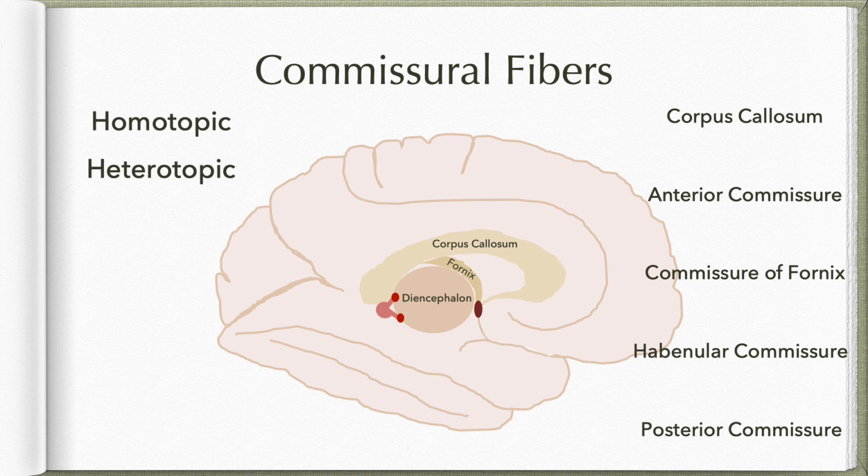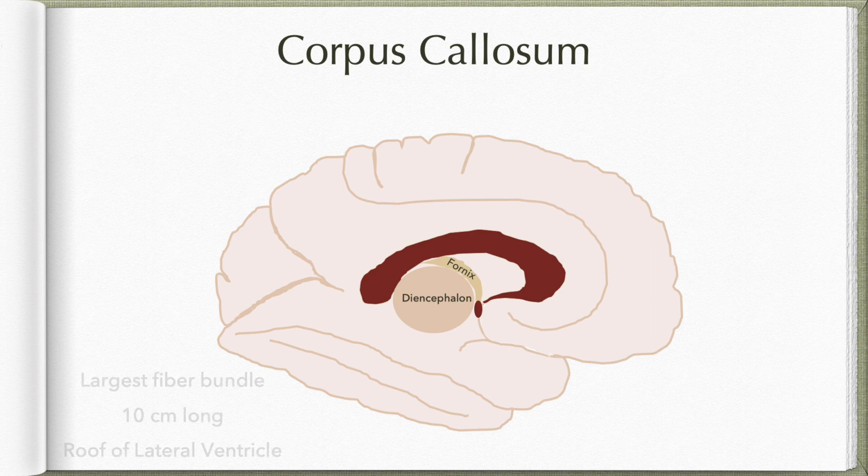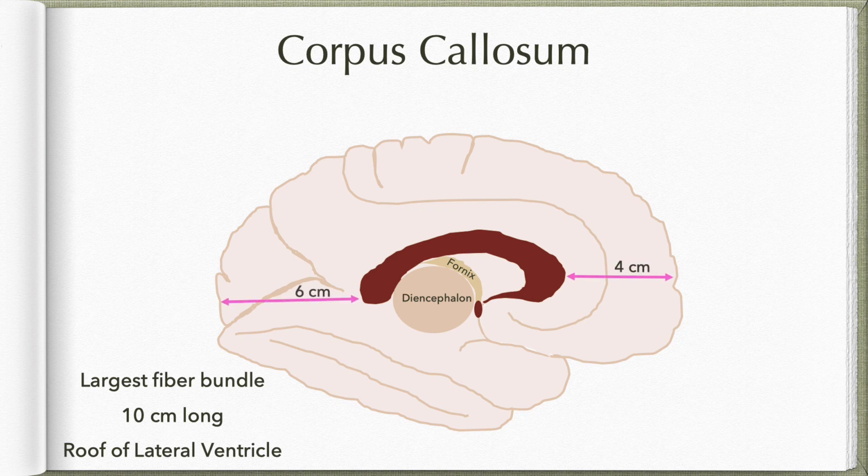Corpus callosum being the largest, let us first study that. That is actually the largest fiber bundle among all the fibers which are located in the central nervous system. It's about 10 centimeters long, and along most of its length it forms the roof of the lateral ventricle. Its anterior end is about 4 centimeters behind the frontal pole. Its posterior end is about 6 centimeters anterior to the occipital pole.